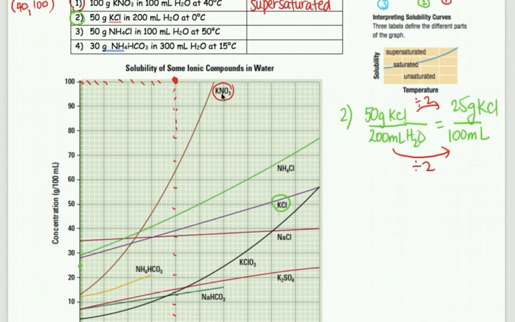Okay, so all the labels on this graph are found underneath the curve. So remember, this line here that's purple represents where it's saturated, right? So where is this dot? See how it's below the curve here? So that means number 2 is unsaturated.